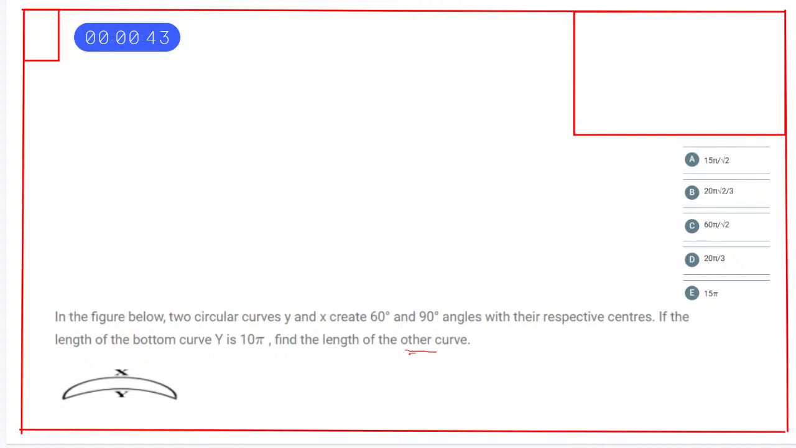So in this question, in the figure below, two circular curves Y and X create 60 and 90 degree angles, and they have their respective centers. There is no common center. If the length of the bottom curve Y is 10 pi, what is the length of the X?